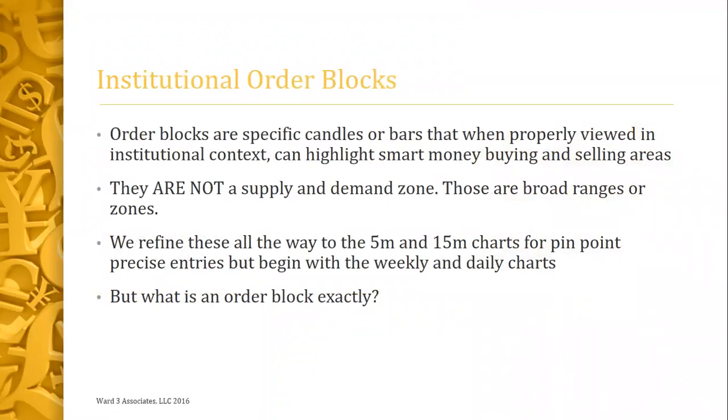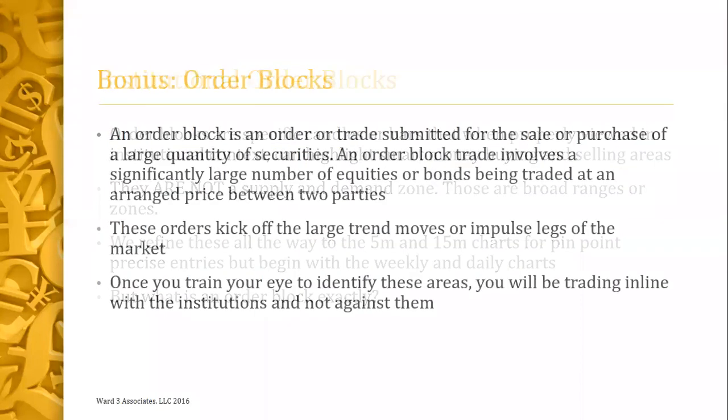Okay, so institutional order blocks are specific candles or bars that, when properly viewed in institutional context, can highlight smart money buying and selling areas. They are not a supply and demand zone. Those are broad ranges or zones. Order blocks are specific candles or bars. Supply and demands are broad zones or ranges. That's the difference between the two. We're able to refine these order blocks all the way to the 5-minute and the 15-minute charts for pinpoint precise entries, but we'll begin looking for them on the weekly and the daily charts. All right. But what is an order block exactly?